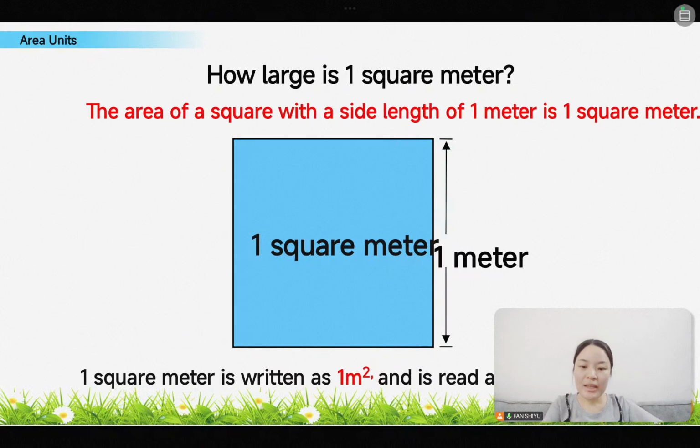Now use your body to gesture the size of 1 square meter. Think about and talk about in our daily life where square meters are used. Okay, we usually use square meters as the unit when measuring room area or playground area.